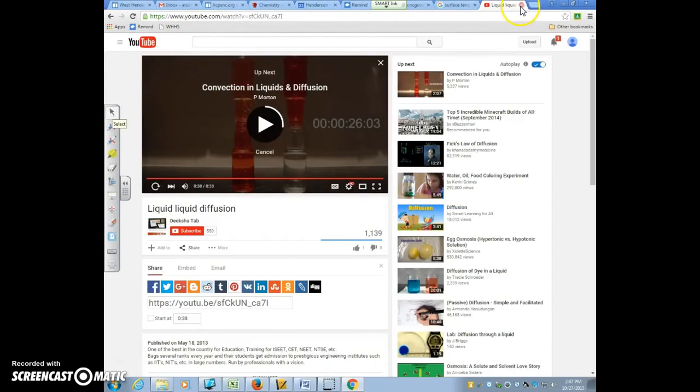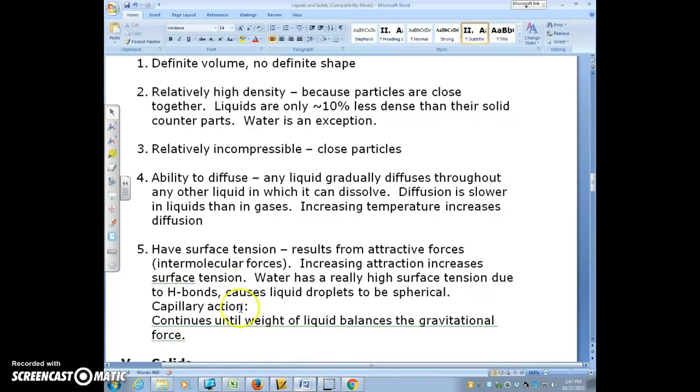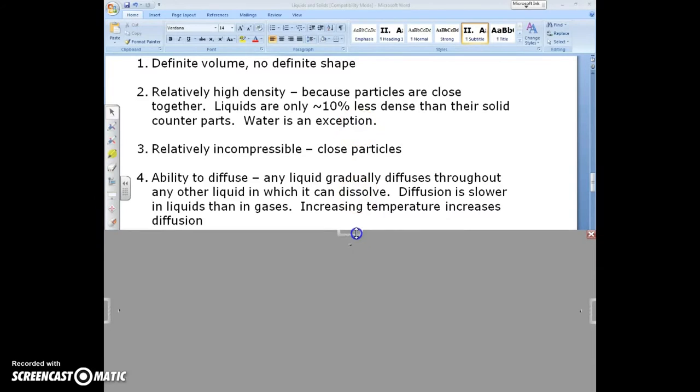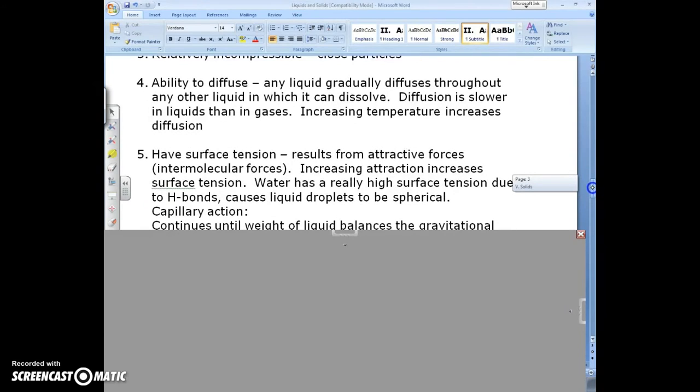All right. So what we have there shows that ability to diffuse, and you did see that increasing temperature increases diffusion, and that's because the molecules are already moving around. So you have your own little molecular mixer.